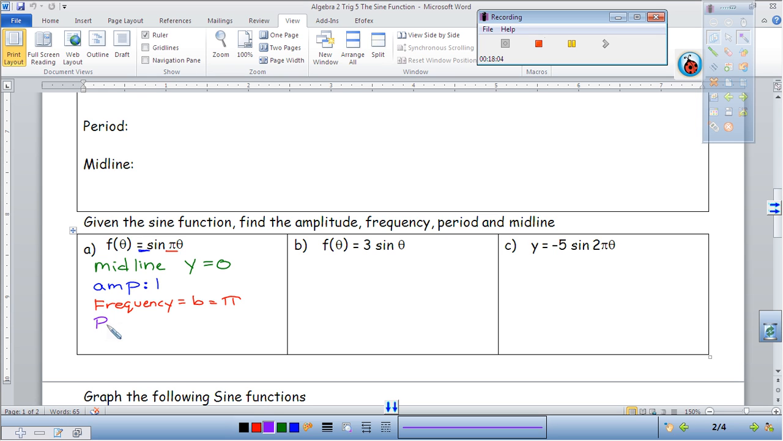And the period is equal to 2 pi divided by b, which gives me 2 pi divided by my b value, which is pi. So period equals 2, because the pi's will cancel out. Any questions over that? We're all good? Okay, what is the next one on their own?